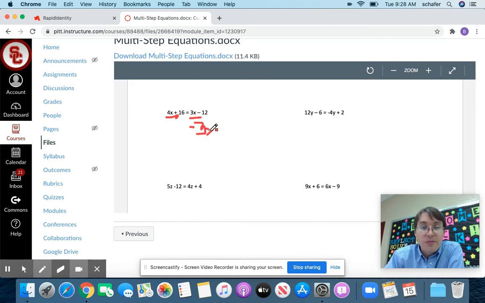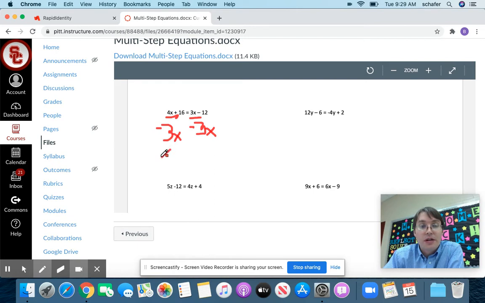excuse my penmanship, this is the first time I'm using this tool. We might have to erase because this is getting kind of big, but that's okay. Okay. In order to get this positive 3 off of this side, I need to subtract it. 3x minus 3x is going to equal 0. And whatever I do on this side, I will do on this side as well. So that will be 4x minus 3x, which gives us 1x.